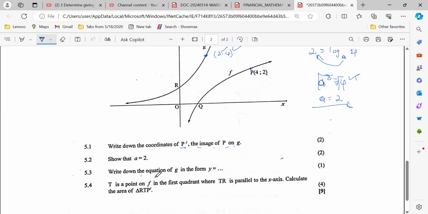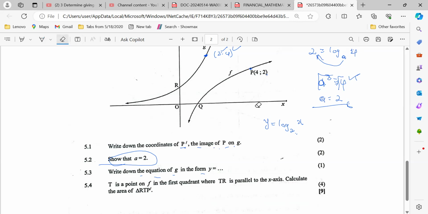They say, write down the equation of g in the form of. Now, we spoke about this: if you are given a log, you can delog. If you are given an exponential, you can log the function. So if we check the equation of f, it says y is going to be equal to log 2x. Even if you couldn't show it here, when you go to the next question, this is what it is.